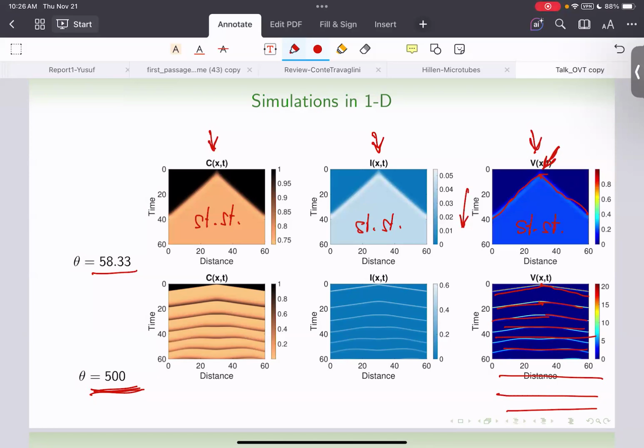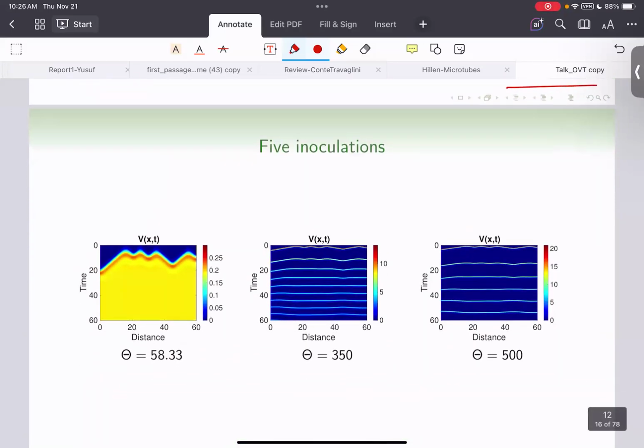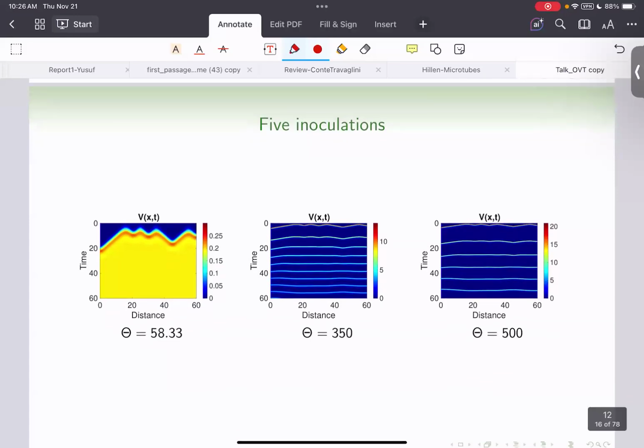Okay. Now in 2 dimensions, no, not in 2 dimensions. Here we use 5 inoculations. Earlier we inoculated in the middle. Now we do this at 5 locations: 1, 2, 3, 4, 5. And you also get the spread for small theta. For larger theta, you get periodic solutions as before, and they synchronize very nicely. Okay, so how does this look in 2D?